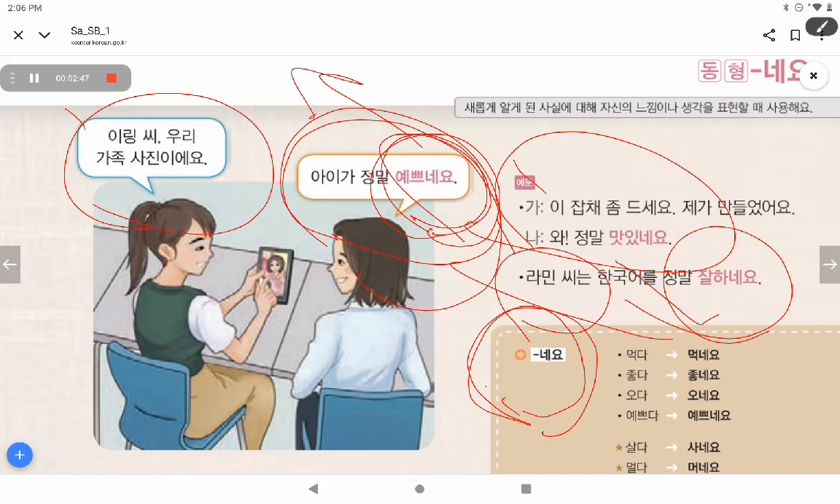There's no condition for words, with consonants and vowels, you use 네요. 먹다 먹네요. 좋아하다 좋네요. 오다 오네요. 예쁘다 예쁘네요. 살다 사네요. In this case, with ㄹ, we don't use it. 살다 사네요. 멀다 머네요.